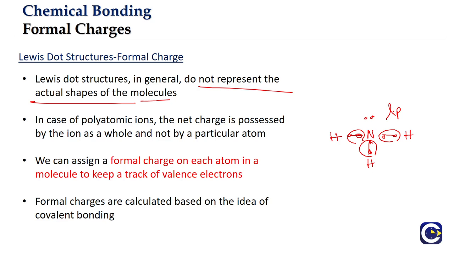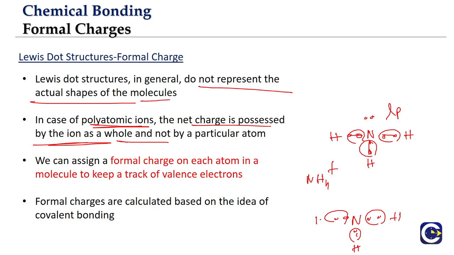Even when it comes to charged species, we have seen the Lewis diagrams for polyatomic ions. The overall charge is possessed by the ion or the entity as a whole. If you remember the ammonium ion, how do we depict it? Nitrogen is forming 4 bonds, one with each of the hydrogens, and overall there is a unit positive charge. So we indicate the total charge on the entire entity and not on the respective atoms.